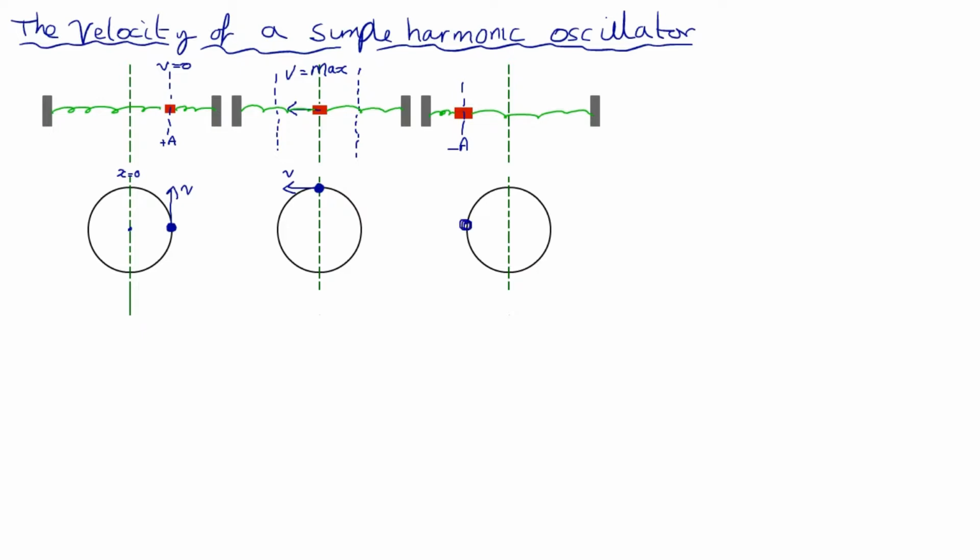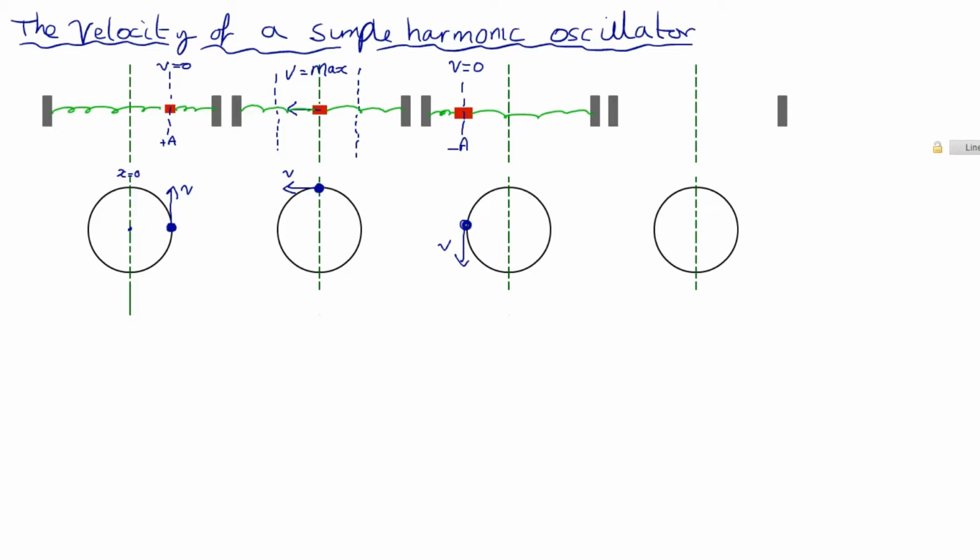And our blob now is zooming straight down in its anticlockwise motion, still at speed v, because it's always at speed v on the auxiliary circle. But that means the component of the velocity in the direction of the oscillation is 0 again. So we can see the relationship developing between the oscillator, the displacement and the velocity.